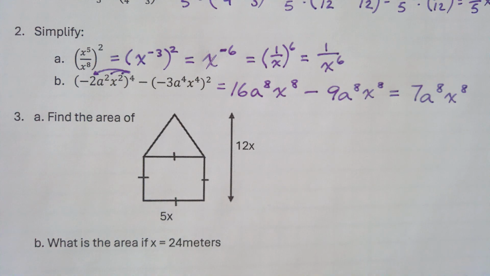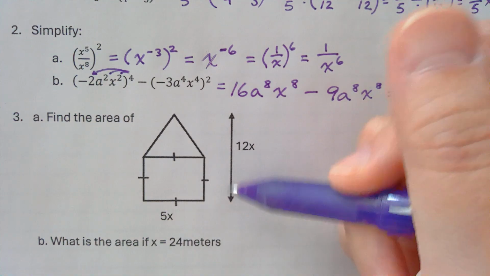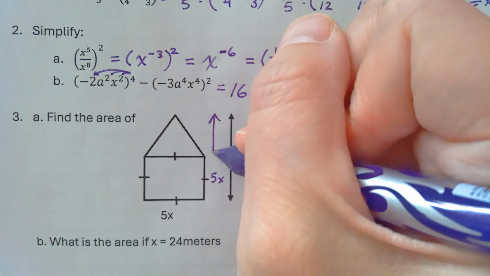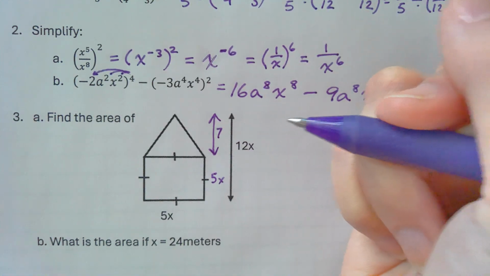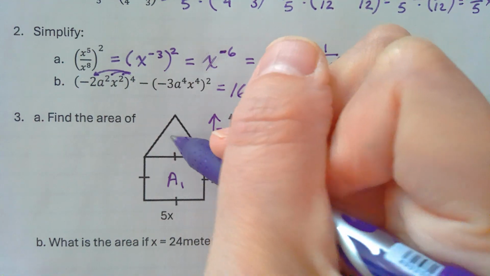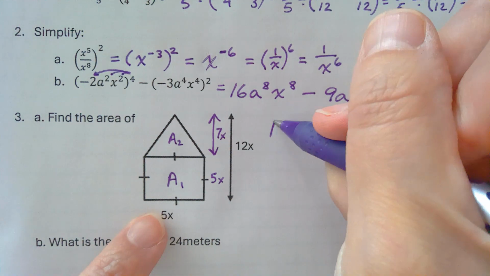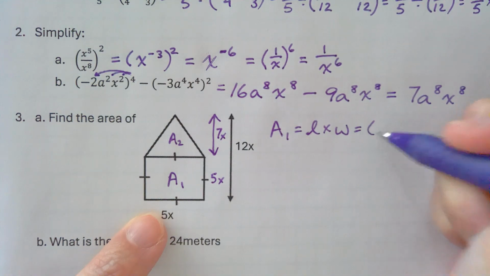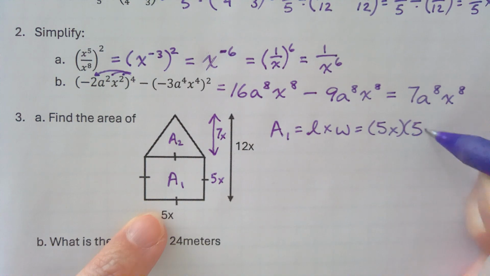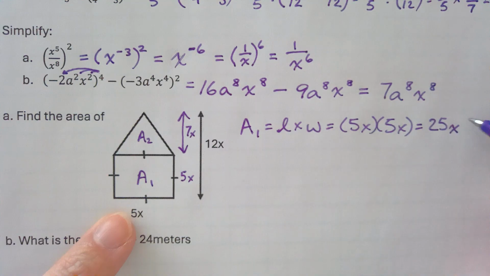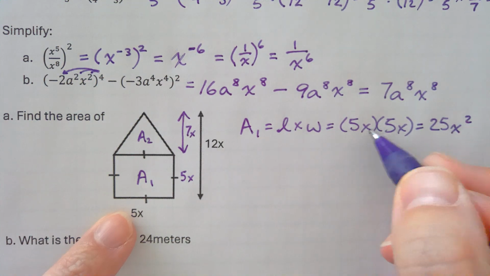Okay, find the area of this composite figure. So first off, if the whole thing is 12 and this is 5, that means how long is this top part? Yeah, 7 what? X. Yeah. Okay. So I have the square here. I have the triangle here. So area of the first one, length times width, or S times S, 5x times 5x, which is 25x squared. Right. Okay. X times x is x squared.